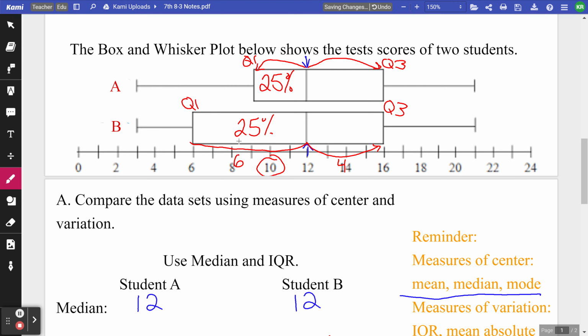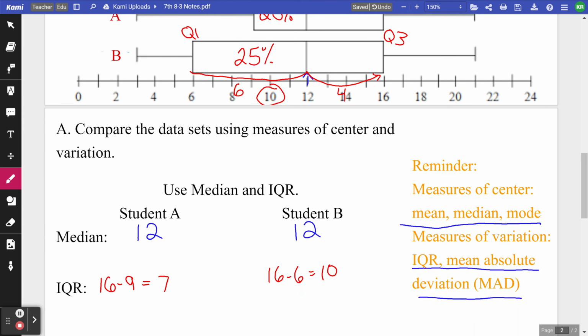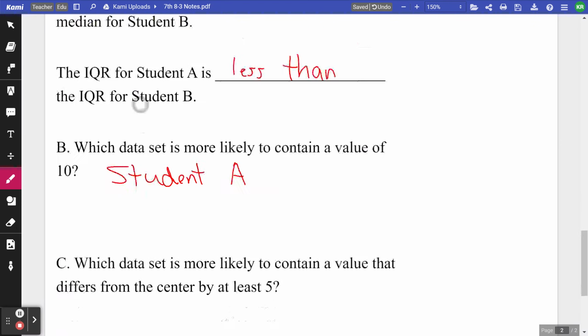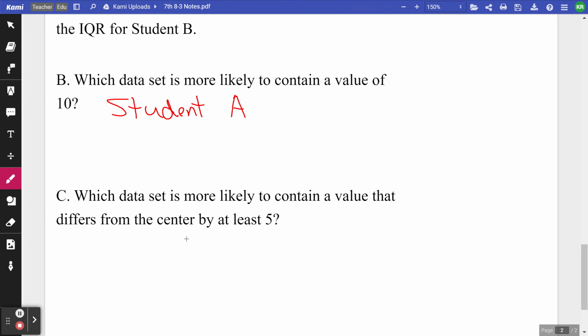So that difference is greater in letter B, or student B, right? So student B has a greater difference in their IQR and has a greater difference from the measure of center. So that is called, right, their measure of variation is larger. So student B is more likely to have a value that is at least 5 from the center.